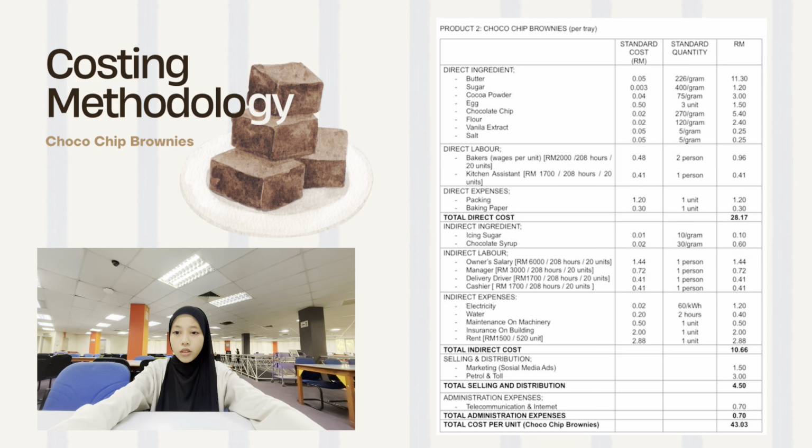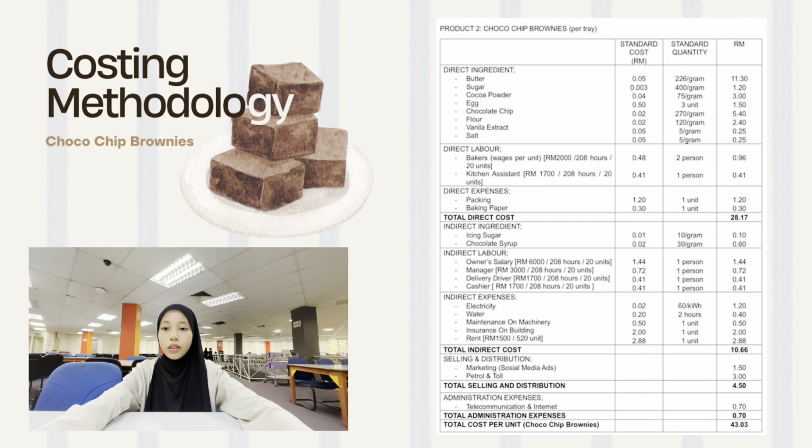For indirect ingredients, we have icing sugar. Standard cost is 0.01, standard quantity is 10 grams, and the total is 10 cents. And we also have chocolate syrup. The standard cost is 0.02, standard quantity is 30 grams, and the total is 60 cents. Indirect labor for owner salary, 6,000 over 208 hours over 20 units, so standard cost is 1.44, standard quantity is 1%, and the total is 1 ringgit 44 cents.